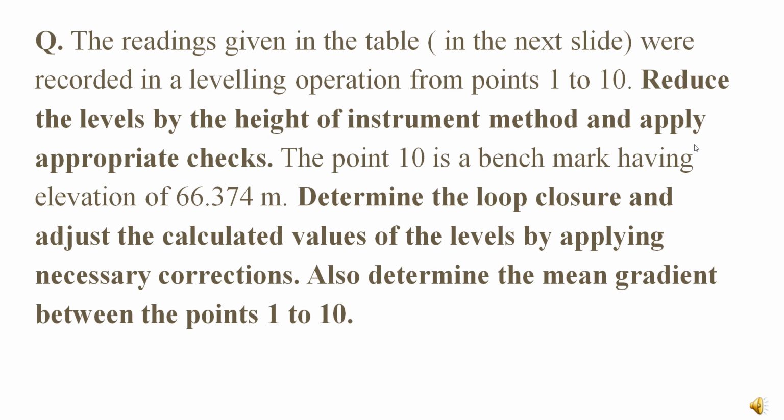The readings given in the table in the next slide were recorded in a leveling operation from points 1 to 10. Reduce the levels by the height of instrument method and apply appropriate checks. The point 10 is a benchmark having elevation of 66.374 meter. Determine the loop closure and adjust the calculated values of the levels by applying necessary corrections. Also determine the mean gradient between the points 1 to 10.